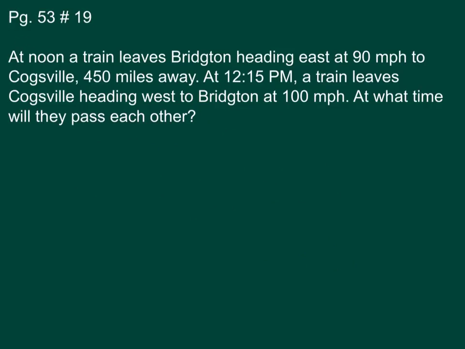All right, next problem comes from page 53, number 19. At noon, a train leaves Bridgeton, heading east at 90 miles per hour to Cogsville, 450 miles away. And at 12:15 p.m., a train leaves Cogsville, heading west to Bridgeton, at 100 miles per hour. At what time will they pass each other?